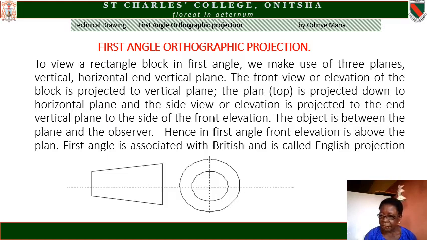In first angle, the object is between the plane and the observer. That's why you can project onto the vertical and project down to the horizontal. Hence, in first angle, front elevation is above the plan. The first angle is associated with British, and it is called English projection.